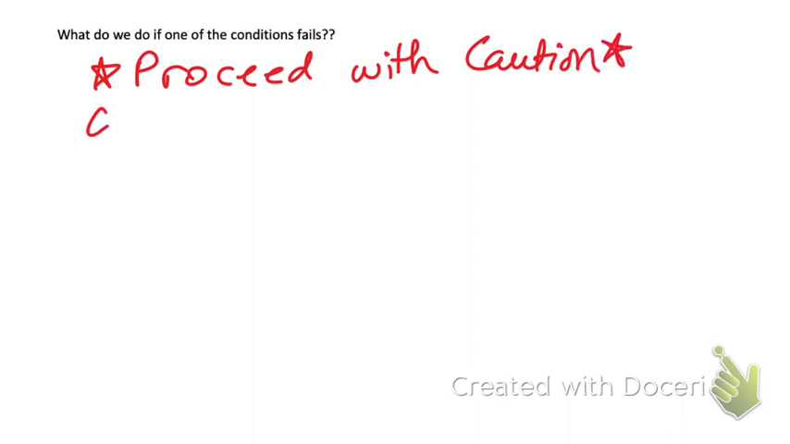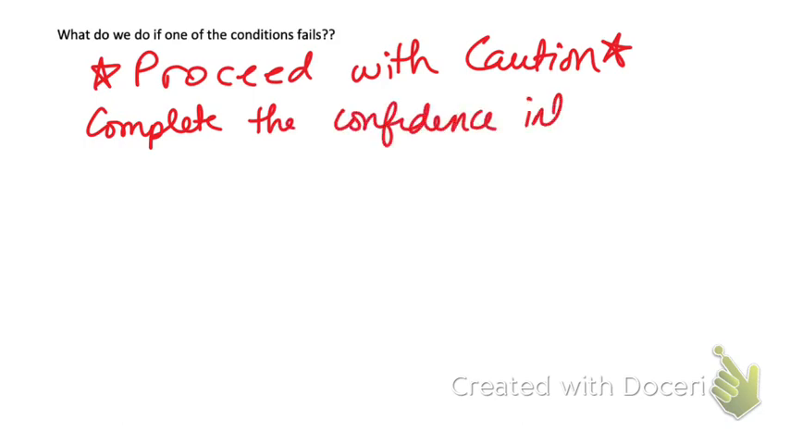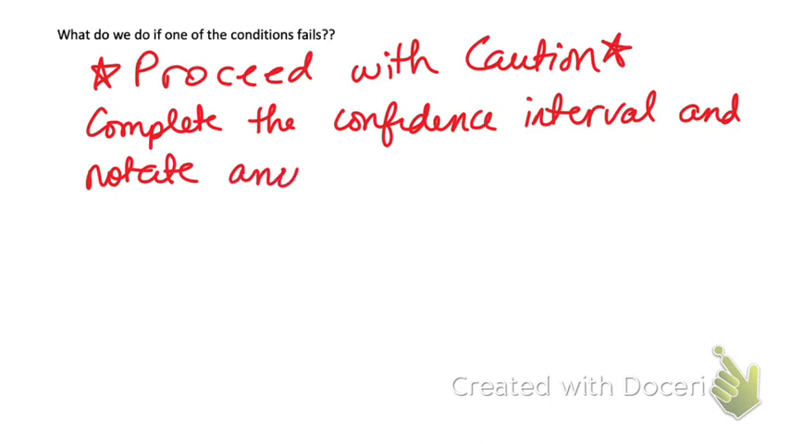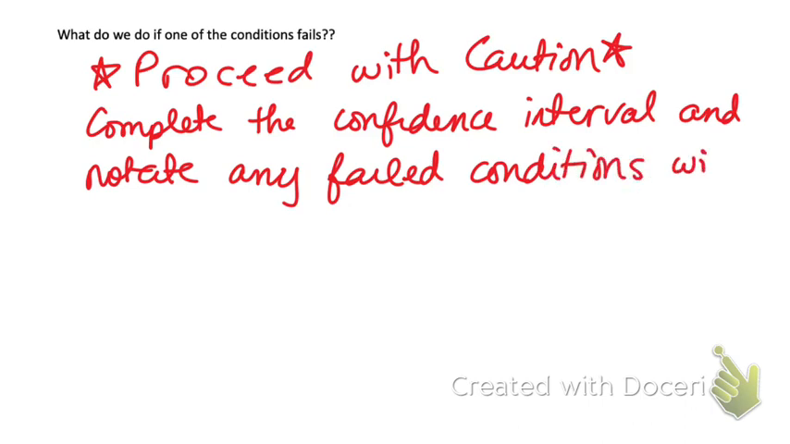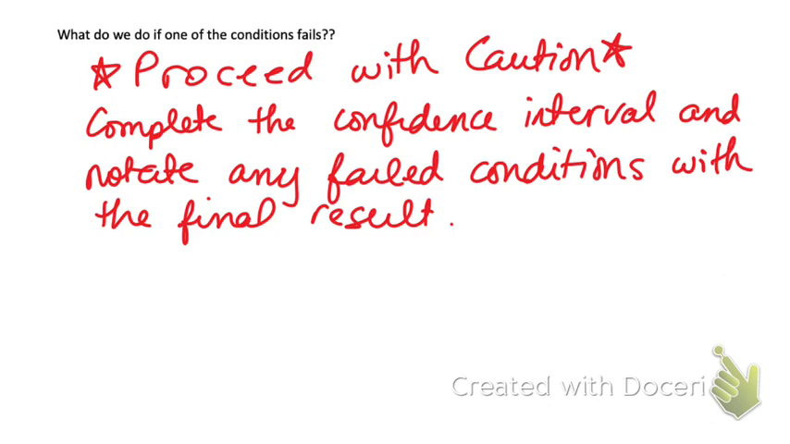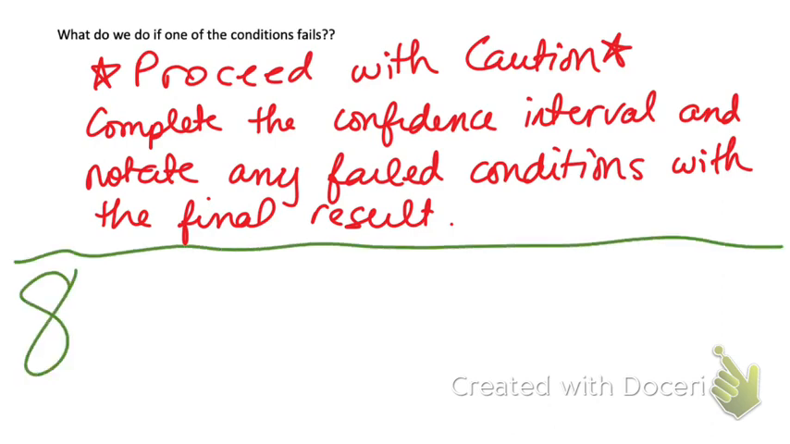We're going to complete the confidence interval and notate any failed conditions with the final result. Here's the sad thing, you guys. This is something that actually occurs in the real world. So you'll see something like this.